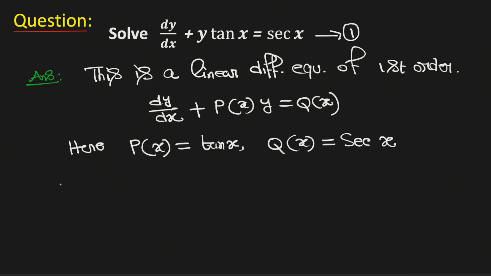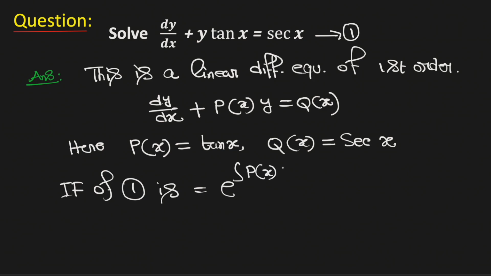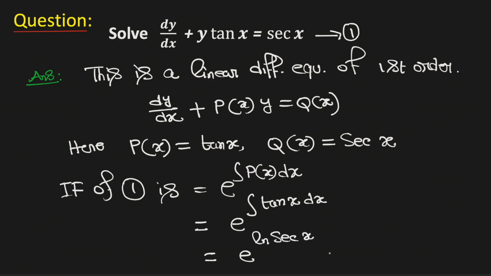Now the integrating factor of equation 1 is given by e to the power integral of p(x) dx, which is equal to e to the power integral of tan x dx. We know that the integration of tan x is ln of sec x. Therefore, the integrating factor of 1 is sec x.